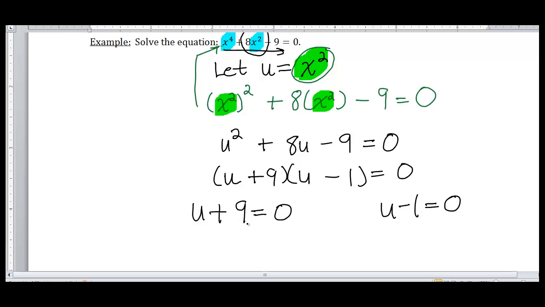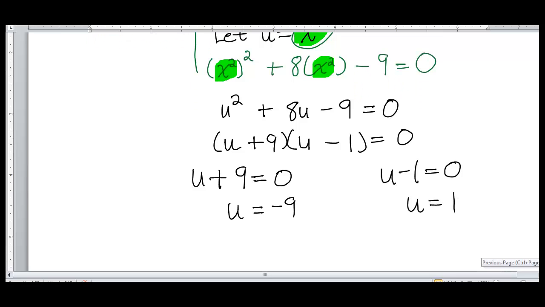All right, if I subtract 9 here, I'm going to get u equals negative 9. And here, if I add 1 to both sides, I'm going to get u equals a positive 1. So I subtracted 9 from that left equation, and I added 1 to both sides of that equation on the right. Now, this is solved for u, right?